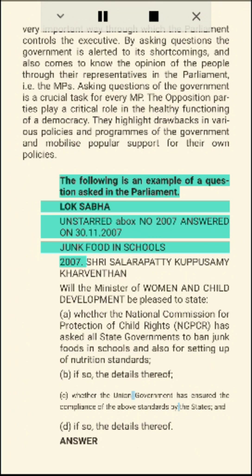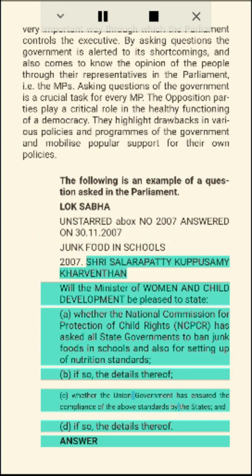The following is an example of a question asked in the Parliament. Lok Sabha Unstarred Question No. 2007, answered on the 30th of November 2007. Junk food in schools. Shri Salarapatty Kuppusamy Karbanthan: Will the Minister of Women and Child Development be pleased to state: (a) whether the National Commission for Protection of Child Rights (NCPCR) has asked all state governments to ban junk foods in schools and also for setting up of nutrition standards? (b) If so, the details thereof. (c) Whether the Union government has ensured the compliance of the above standards by the states, and (d) If so, the details thereof.